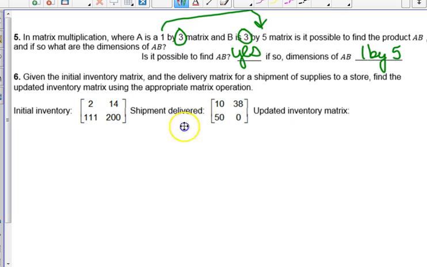All right. This one, shh, guys, it says given the initial inventory matrix and the delivery matrix for a shipment to a store, find the updated inventory. So what are we doing with these? This is what they had. This came in. Now the new inventory. We're just adding them together. Okay, everybody can do that? Yeah, that's what I remember now.